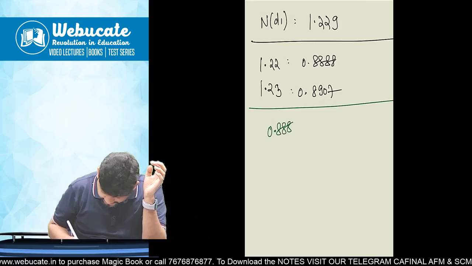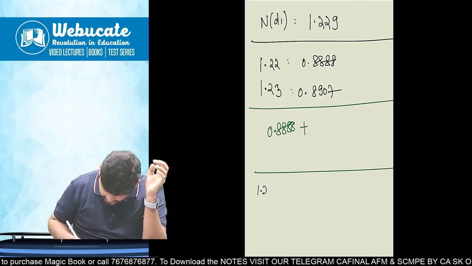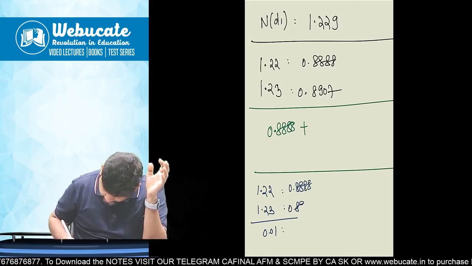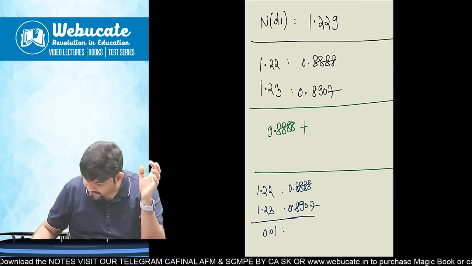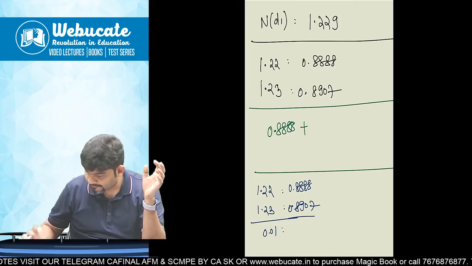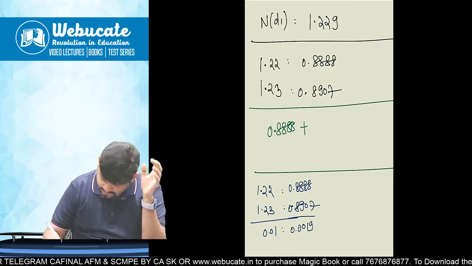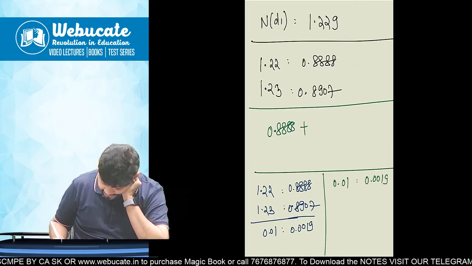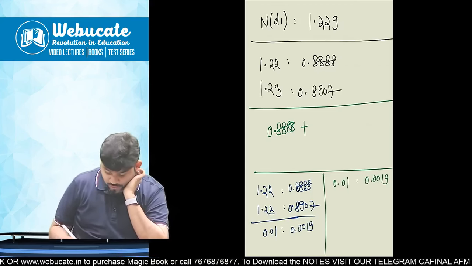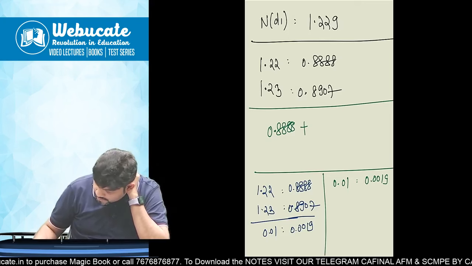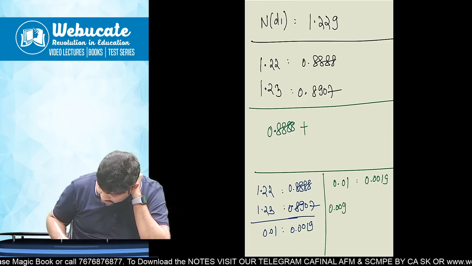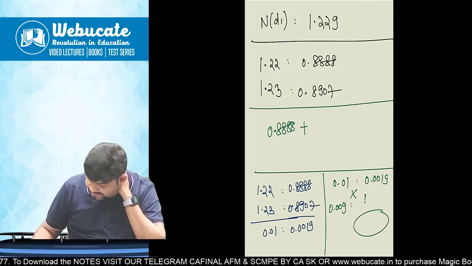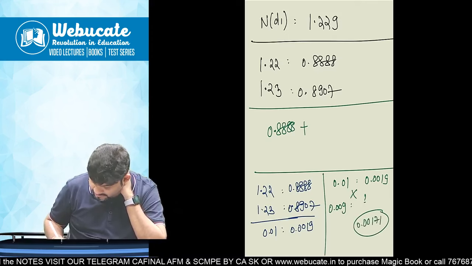So it will be 0.8888 plus. Let's interpolate this. So 1.22 and 1.23, 0.01 for 0.8888, 0.8907. So the difference is 0.0019. So now let's start. So if for 0.01 it is 0.0019, so for 1.22 is there, no? So 1.229 minus 1.22, 0.009, it will be how much? So 0.009 into 0.0019 divided by 0.01, so it will be 0.00171.